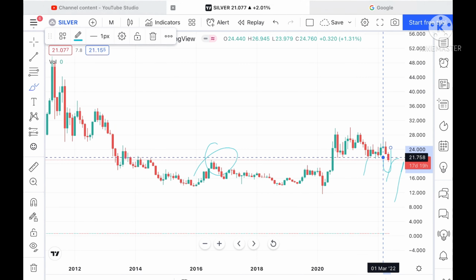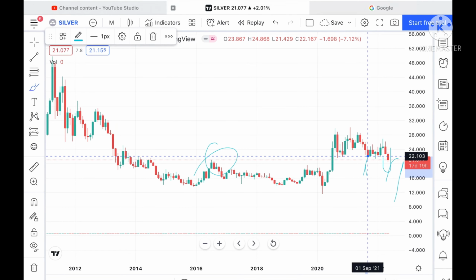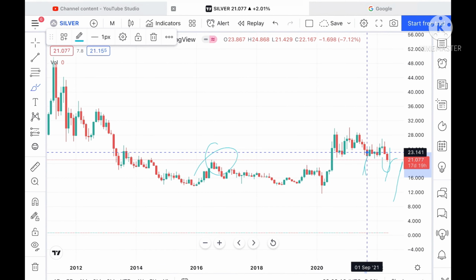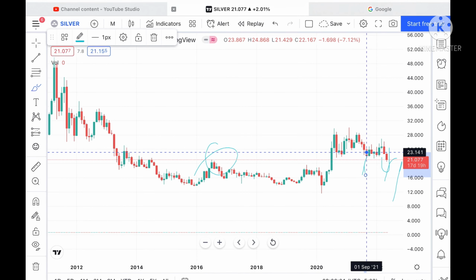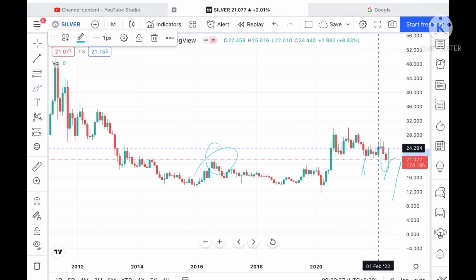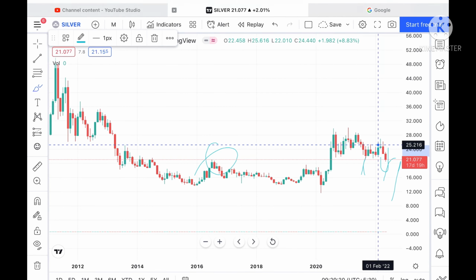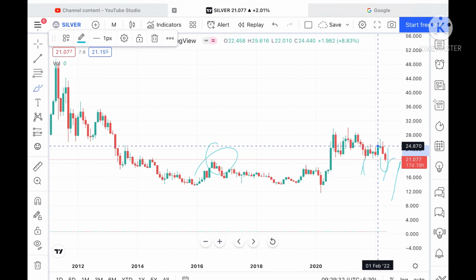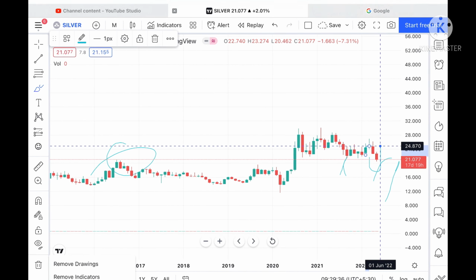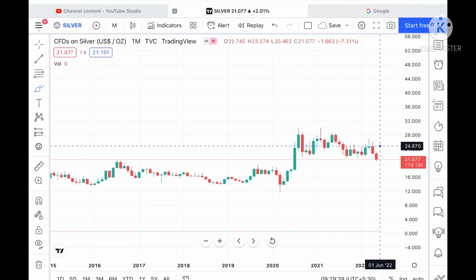Suppose the price sustains this level, then it can touch a level of 22.103, and this level is already being tested here, so the probability will be high. We can see it can go further upside towards a level of 23.141. Again, this level is already a weakened resistance. If it goes upside, we can see it move further towards a level of 24.870.